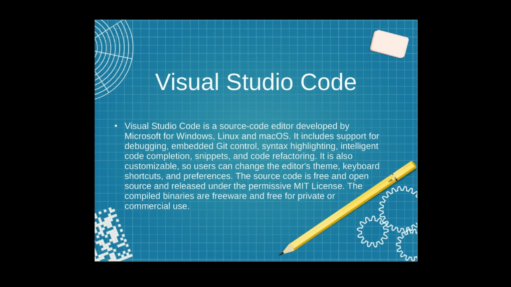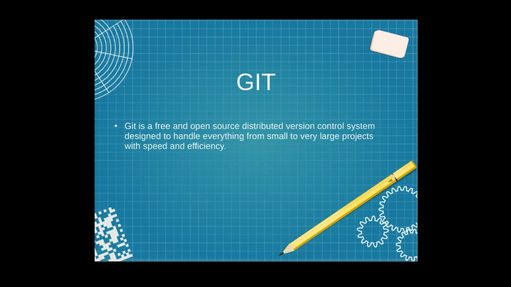The other tool that we'll be using, this was taken directly from the Visual Studio Code Wikipedia. Visual Studio Code is a source code editor developed by Microsoft. Feel free to pause the slide and review this information if you need to. And then finally, the last tool that we discussed was Git. Git is a free and open source distributed version control system designed to handle all types of projects. It's a tool that we will use to track changes in our code.